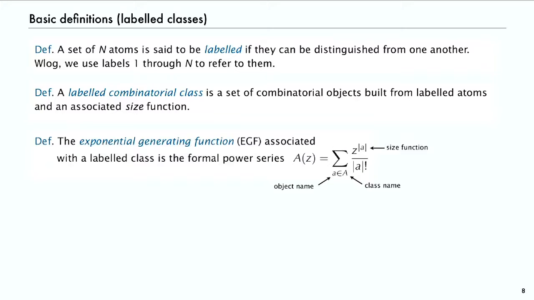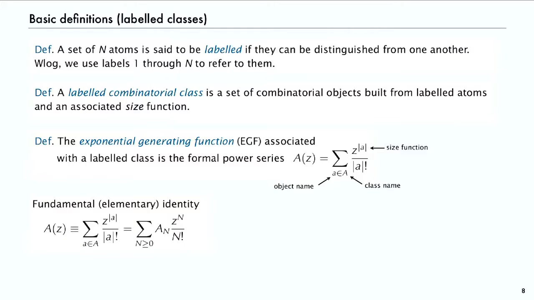So we use exponential generating functions that we associate with labeled classes, and that's just a formal power series. We use a variable z, the function A of z. It's the sum over all objects that belong to the class, z to the size of the object divided by the size of the object factorial. That's what makes it an exponential generating function.